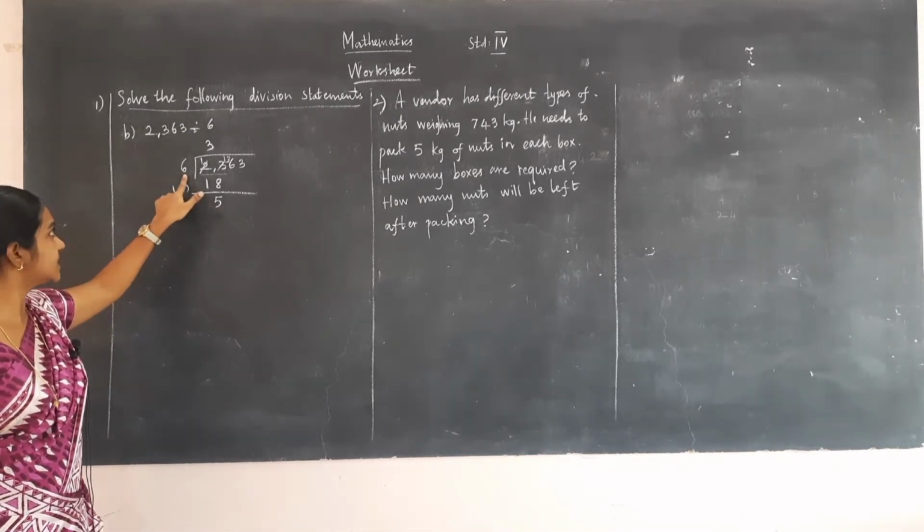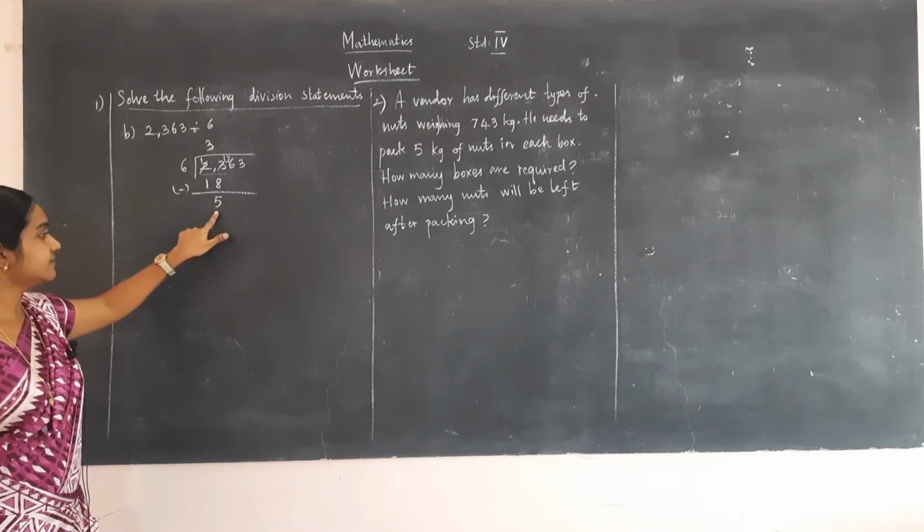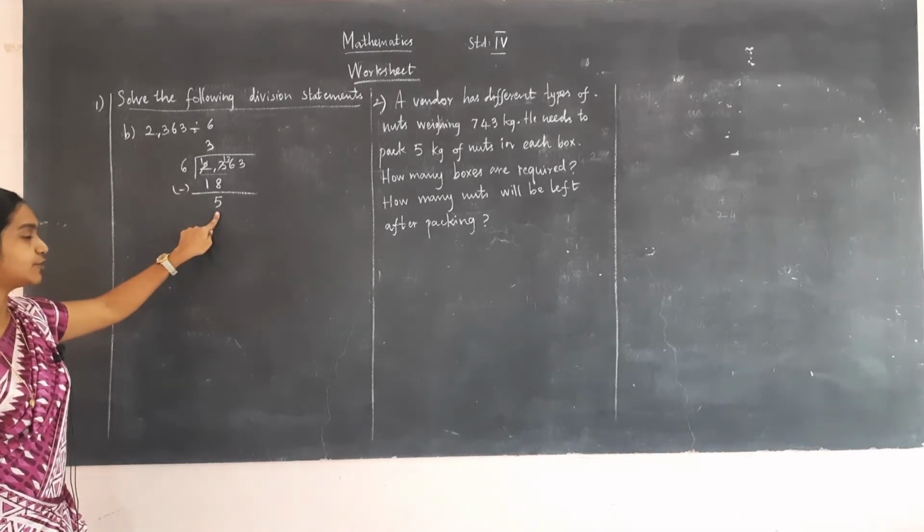6 is the divisor here. 5 is less than the divisor. So the division we are doing is right.